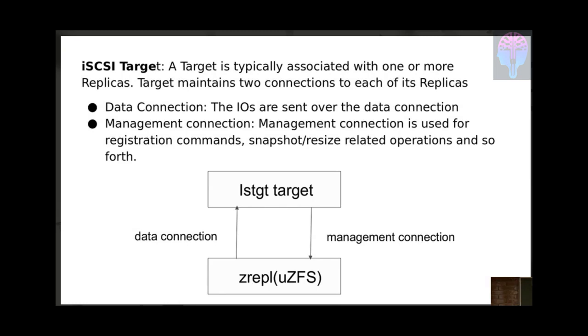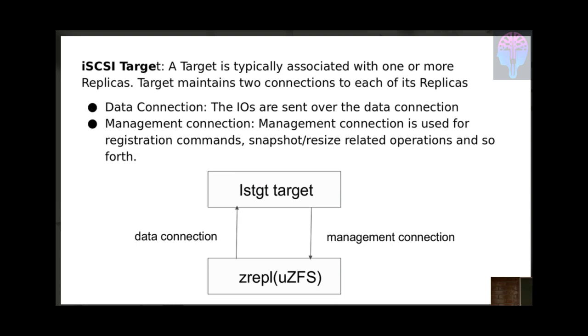The iSCSI target is usually used to do the IO operations and syncing of the data over the replicas, and it communicates with the zrepl. So two kinds of connection are made. First is the data connection to send the IOs. Second is the management connection, which is basically used for the registration of the replicas.